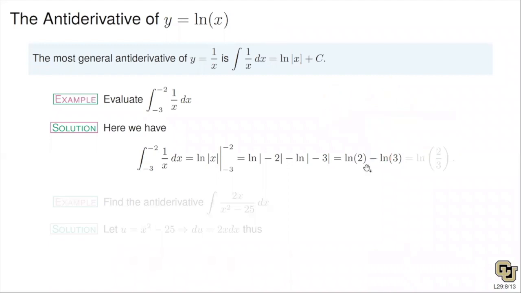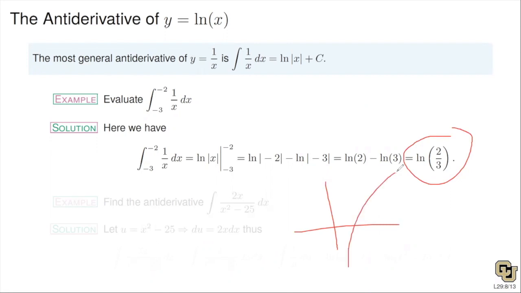So here this becomes ln of 2 minus ln of 3. And then I use the property of logs. So ln of 2 minus ln of 3 is ln of 2/3. And this is a negative number because 2/3 is less than 1. If you think about the graph of the natural log, it's really important to always keep the graph of the natural log in mind. You'll see 2/3 would be right here.